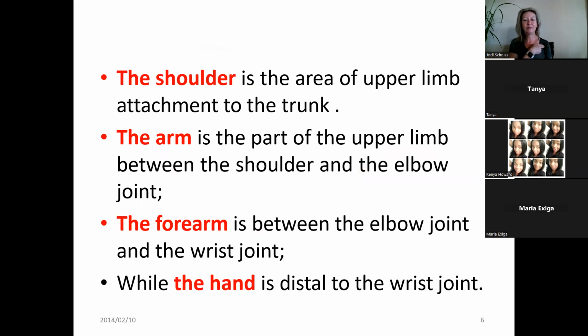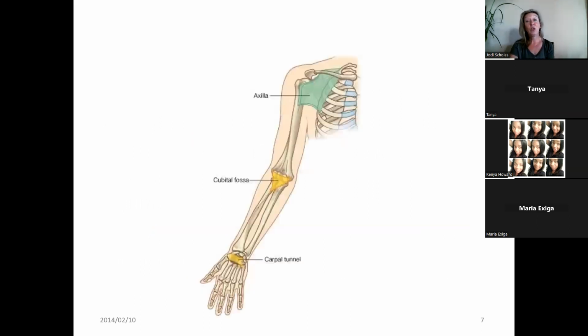Shoulder, arm, forearm is considered between the elbow joint and the wrist joint. Hand is distal to the wrist. We have a couple other regions we want to notate.